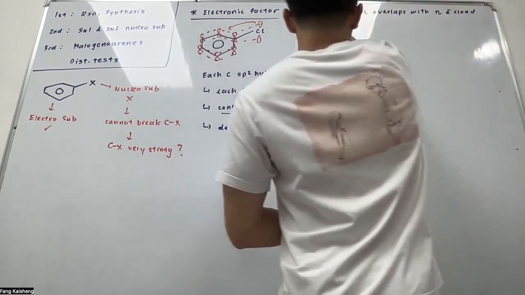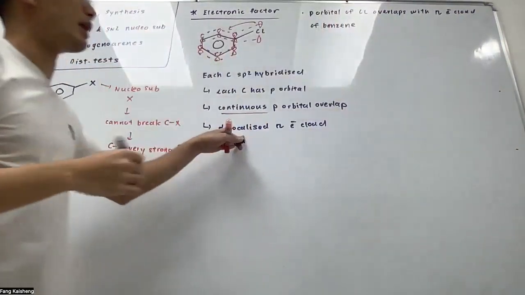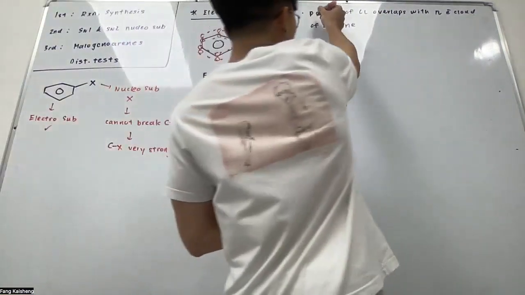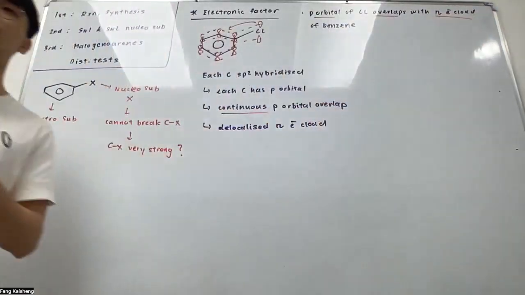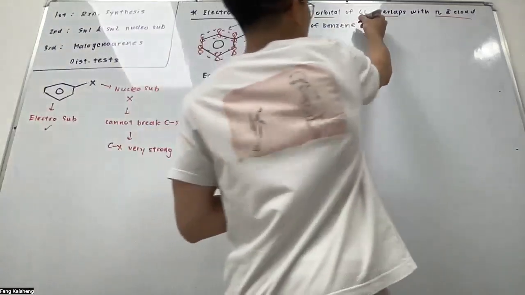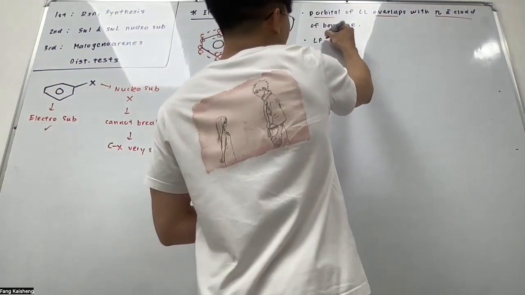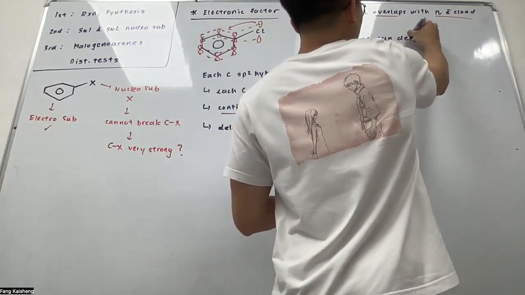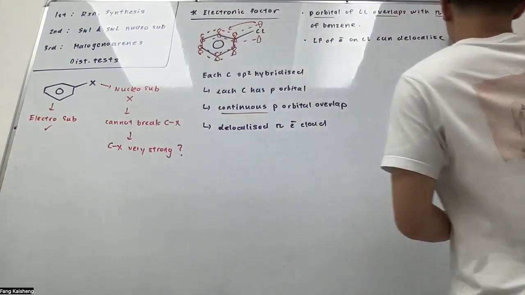So what's happening here is just a continuation of the explanation that I talked about right here. The p orbital of chlorine overlaps with the pi electron cloud. It is joining in the 6 carbons, right? And when this happens, when they're all connected, the lone pair of electrons on chlorine can now delocalize into benzene. As you can see there, draw the arrow inside to showcase the delocalization.